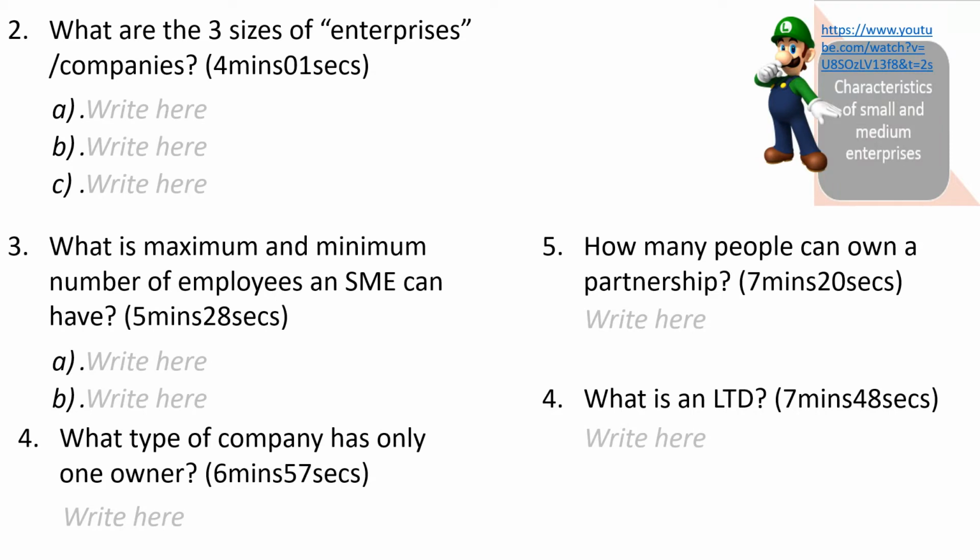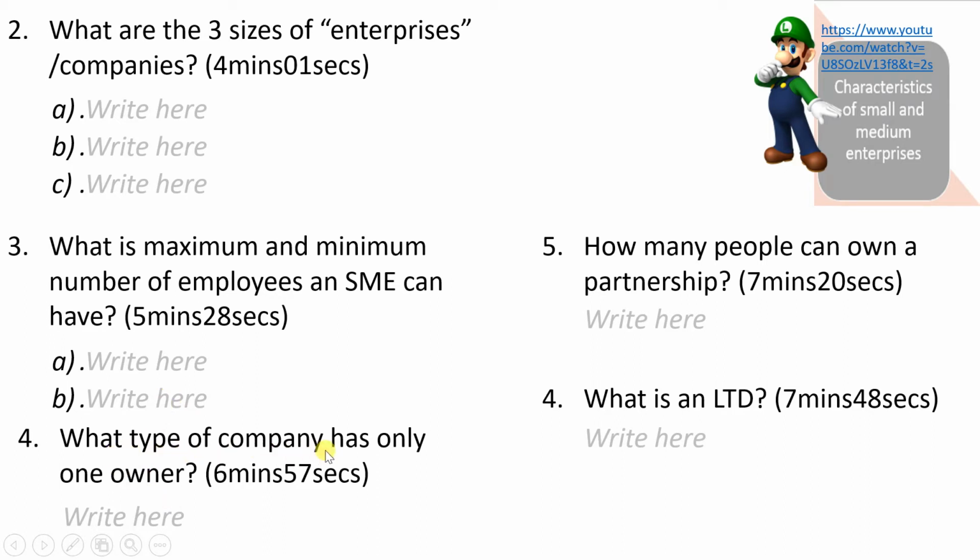We're still on lesson 1 revision. The link's there again for you. This time you've got 5 questions, and you need to look at the 3 different sizes. So that's the words you write in on question 2. You'll find that at 4 minutes 1 second. Then what is the maximum and minimum number of employees for an SME? That's question 3, 5 minutes 28 seconds.